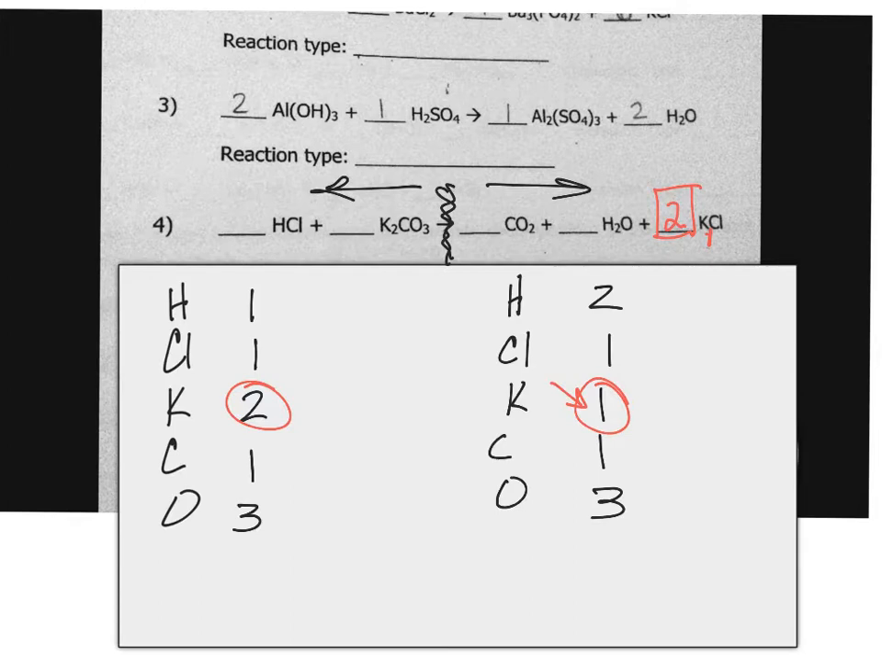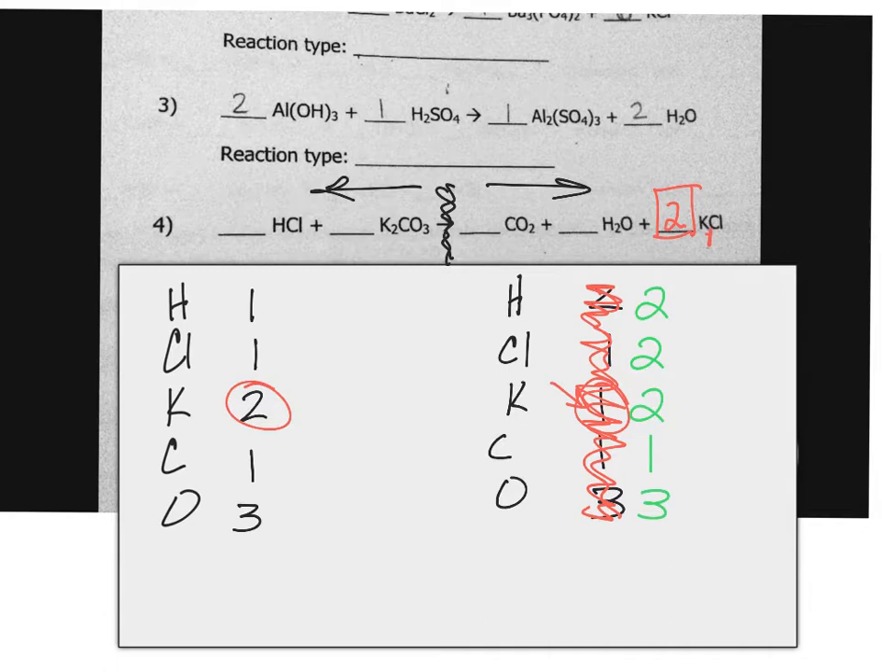Now, this is what I tell all my kids to do. Scribble out all these numbers. Get rid of them and recount everything, because you can make a mistake if you don't. Sometimes putting a coefficient in changes more than one thing. So go ahead and recount. We got 2 hydrogens, that didn't change. We've got 2 chlorines now, 2 potassiums now, 1 carbon, and 3 oxygens.